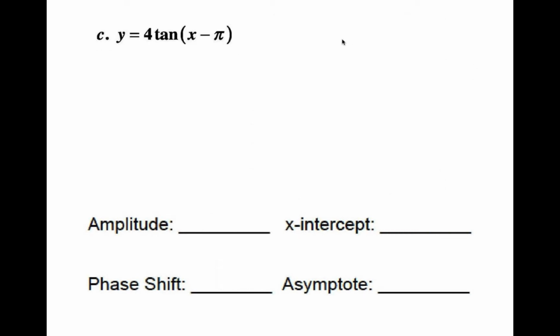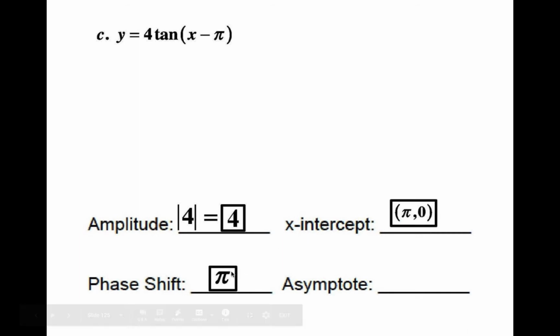All right, for part C, the amplitude is the absolute value of the number in front of tangent, so it's 4 with no flip. This does have a parenthesis, so you set it equal to 0, so your phase shift is pi, which means your x-intercept is no longer at 0, 0. Instead, it's at pi, comma 0.